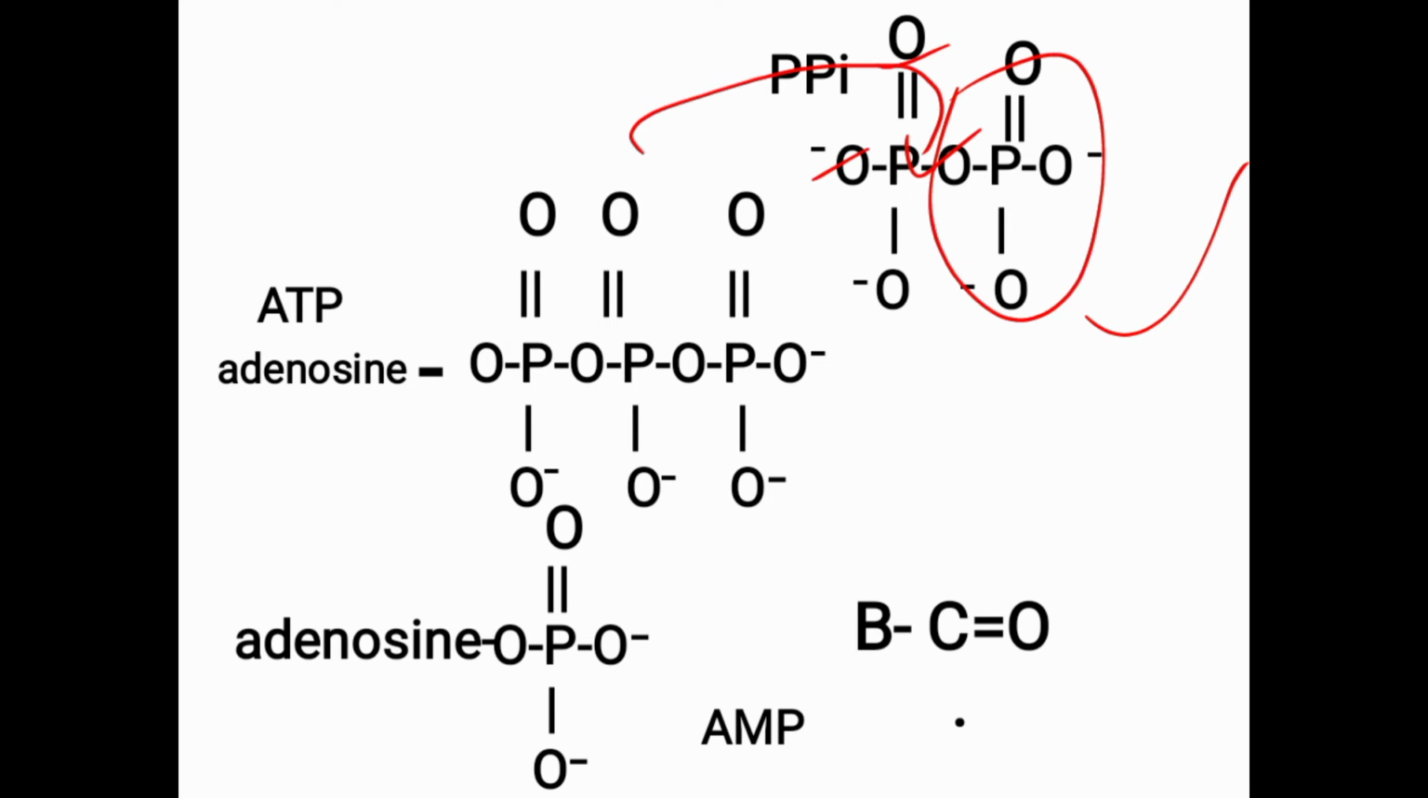We have 1, 2, 3, then 4. The oxygen, this one too has 1, 2, 3, 4. So you see, you now produce how many molecules of inorganic phosphate? 2 molecules of inorganic phosphate. Simple as that. So that's how it works. So now I'll go to the next step.